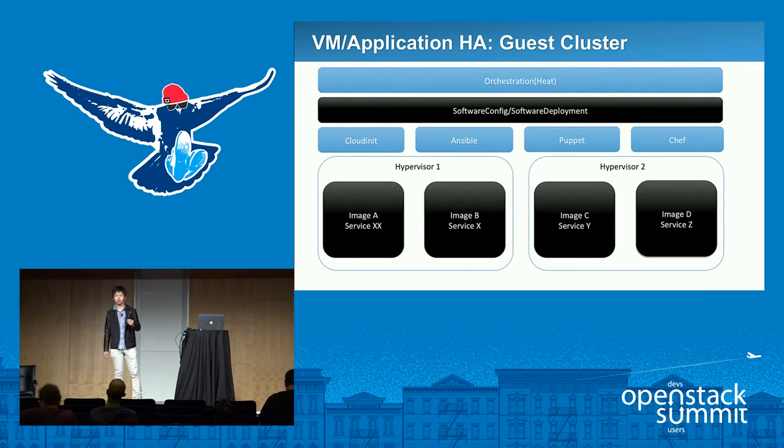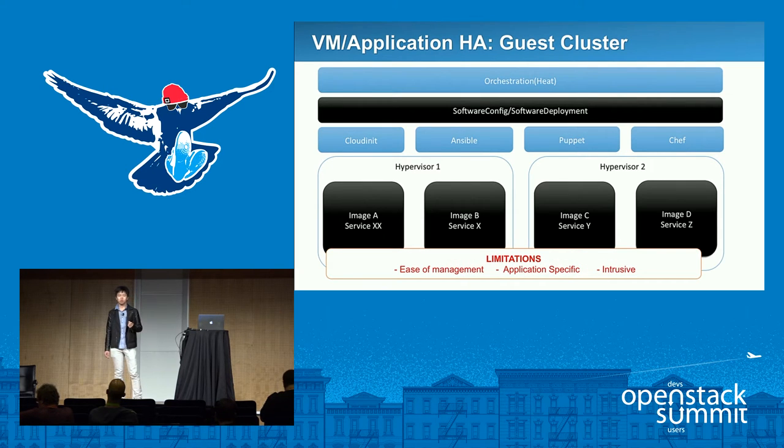But Heat is not a live management tool, so Heat will not recover the failed virtual machines. And also in our cloud, we treat the virtual machine as a black box, but the user cares more about the applications running in the box. So we don't have any solution to monitor the applications running in the virtual machines. We can only monitor the virtual machine status itself.